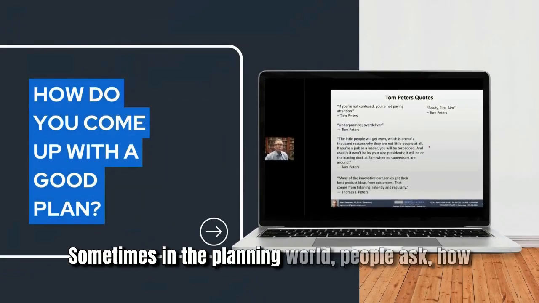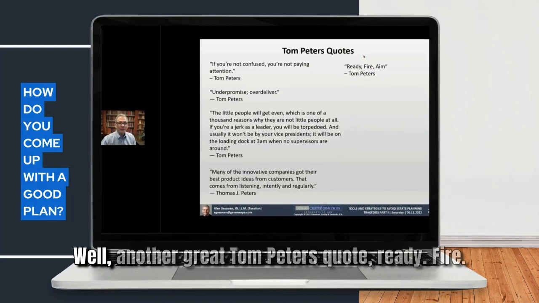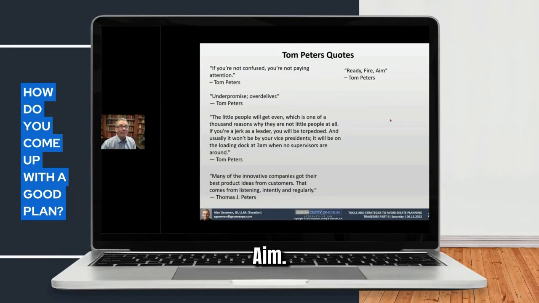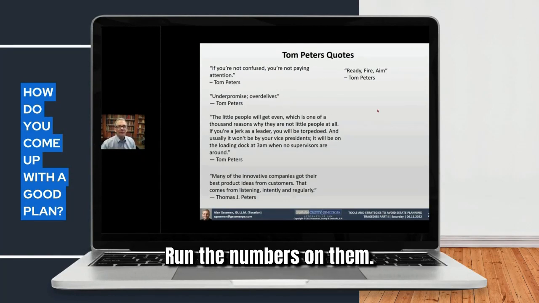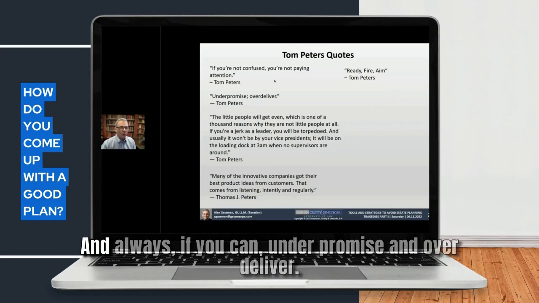Sometimes in the planning world, people ask, how do you come up with a good plan? Well, another great Tom Peters quote: ready, fire, aim. Just try some things out, run the numbers on them, get a 14-year-old to help you see how Excel works, and always, if you can, under-promise and over-deliver.